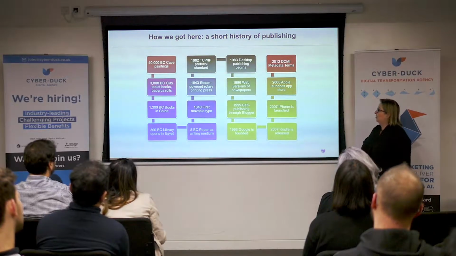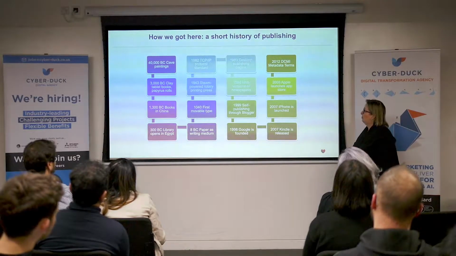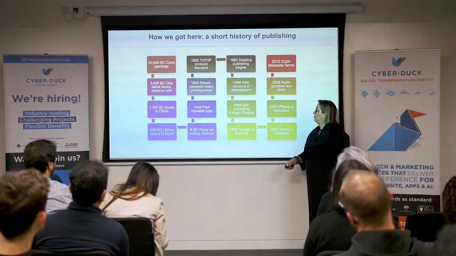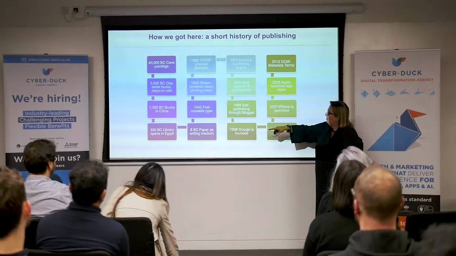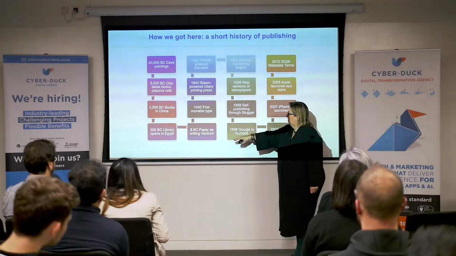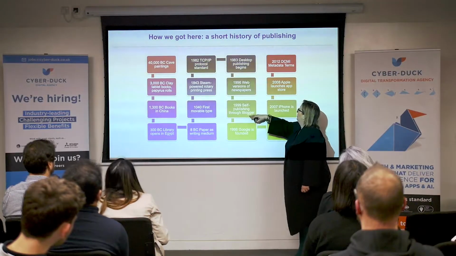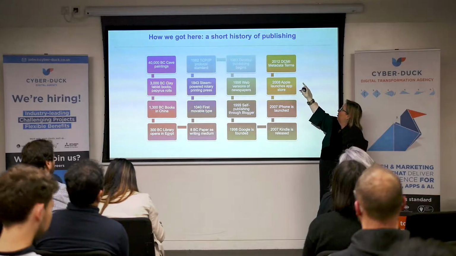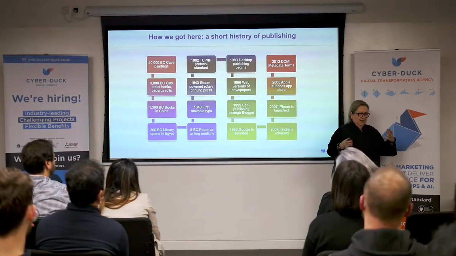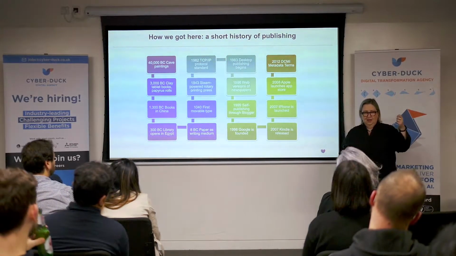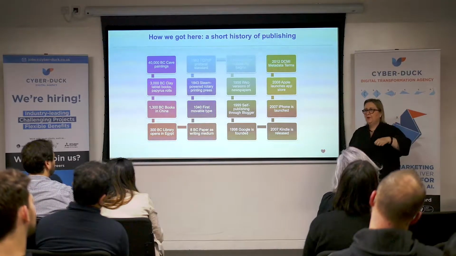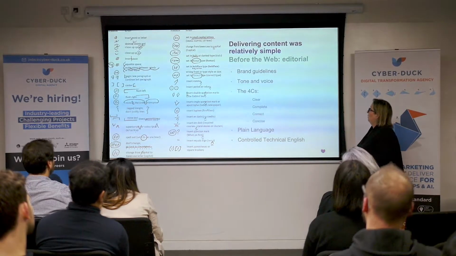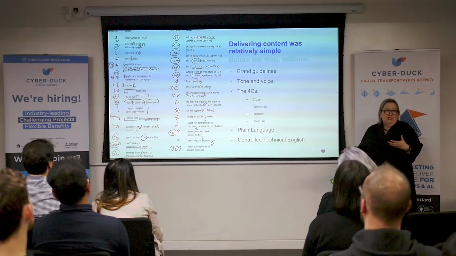So how we got here. If you look at a short history of publishing, you started 40,000 years ago, BC, with cave paintings, and you didn't have too much change until you get to 8 BC, and all of a sudden you get really quick changes where we have taken content from scratchings on cave walls to paper to now digital and multi-channel and omni-channel.